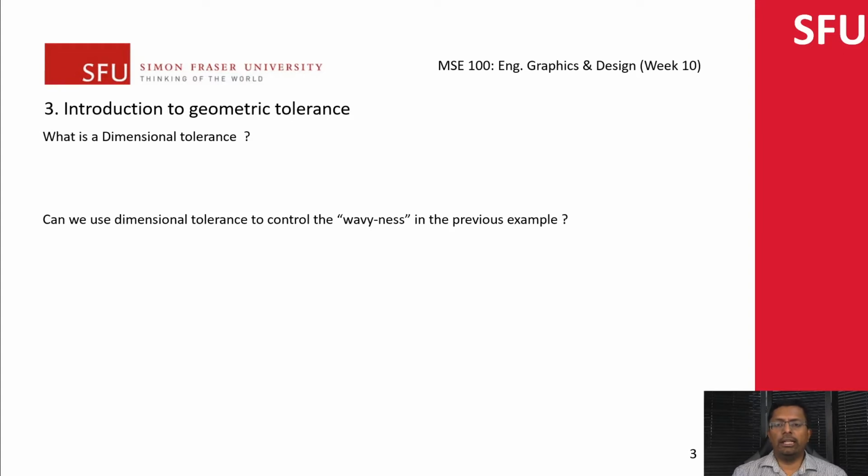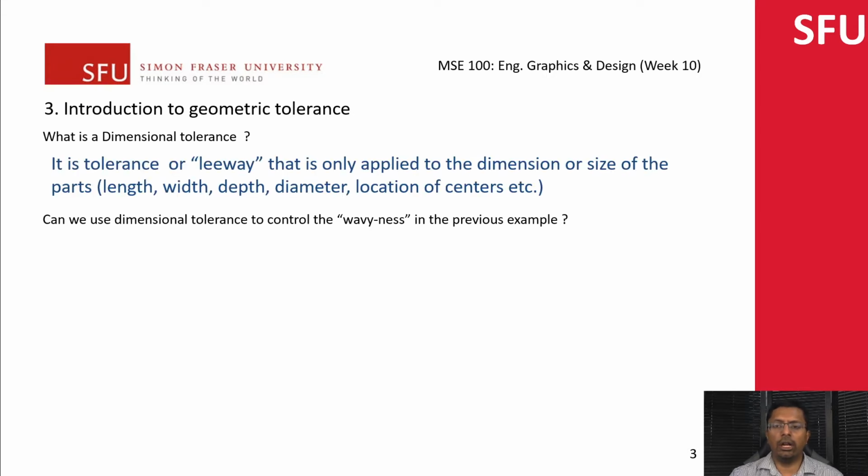So let's look at the next page. Let's answer a few questions. The first question is what we actually mean by dimensional tolerance. The dimensional tolerance is essentially a tolerance, or leeway, that's applied to the size of the object. So it could be the diameter, or the length, width, what have you.